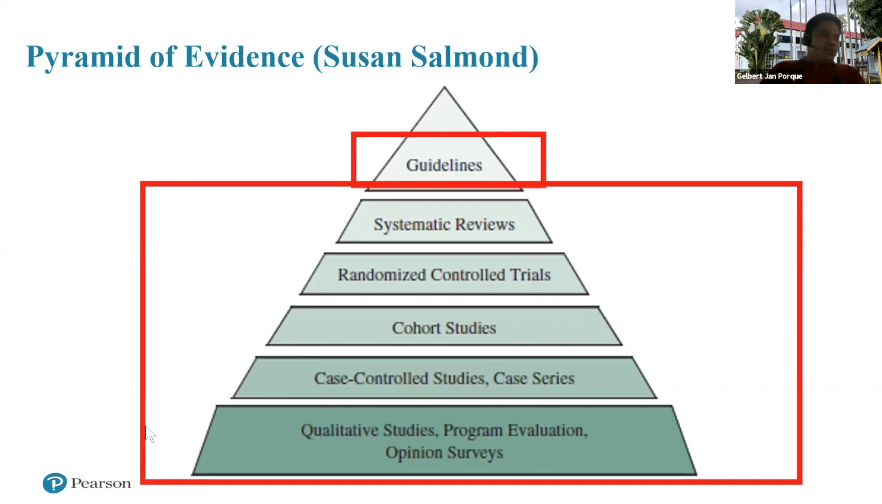So if you will be doing a systematic review, class, you don't need to conduct a research per se. What you will be doing is you need to check on the methodologies of existing research and then check what is consistent and not consistent among these findings. Okay, I hope I'm making myself clear there.